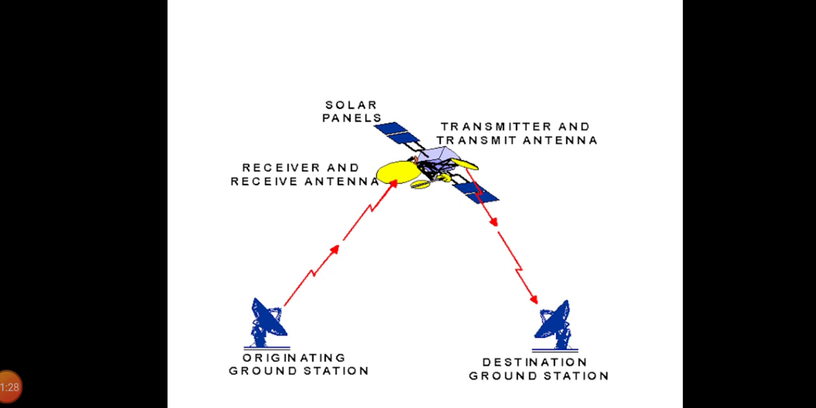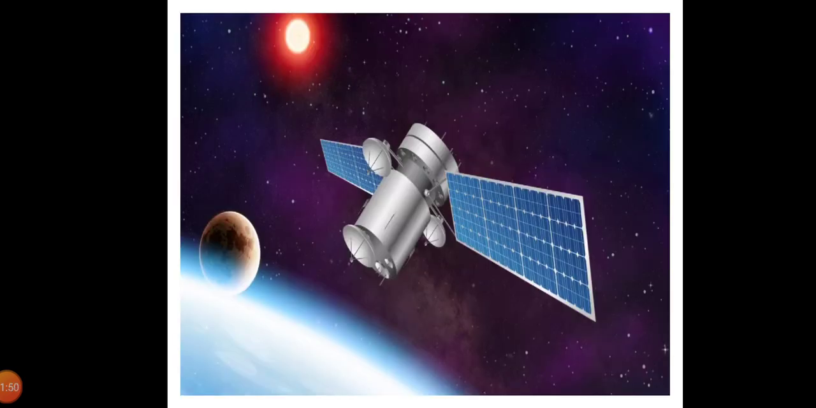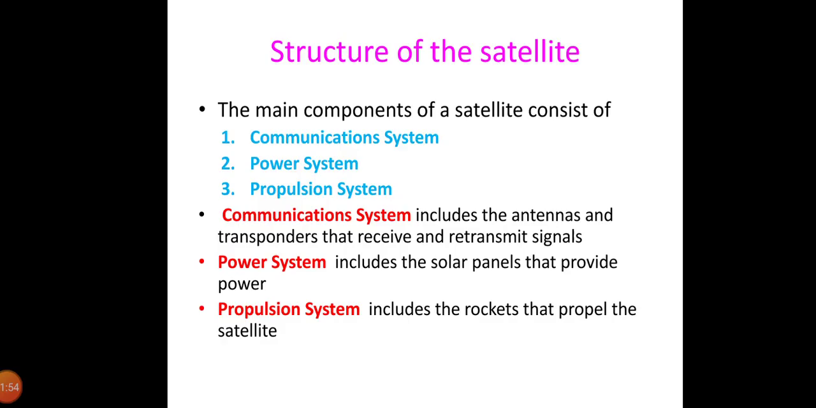As you see, the signals originating from the ground station are transmitted to the satellite, and the satellite receiver, which has a receiving antenna, will receive the signals from the ground station. Then they are retransmitted to another destination ground station. So this is the three-dimensional diagram of the satellite.